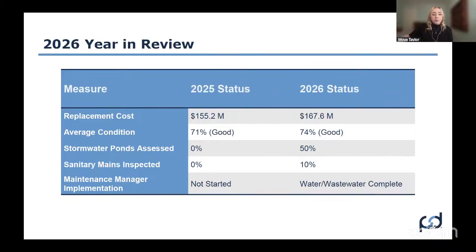There was also significant progress made in collecting condition data. There were internal staff assessments completed on about half of the stormwater management ponds, and engineering inspections were completed on about 10% of sanitary mains. In addition to that, the Citywide Maintenance Manager module was also implemented for water and wastewater, and they're looking at implementing for IT assets as well with an estimated completion in 2026.